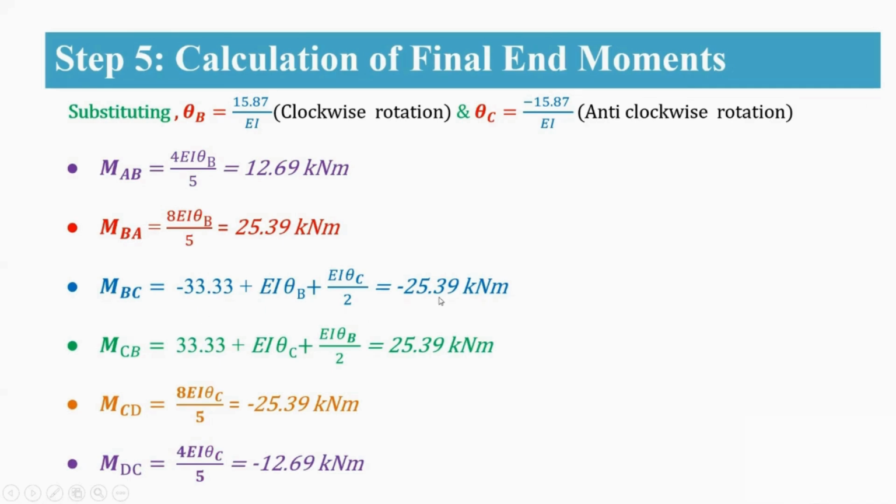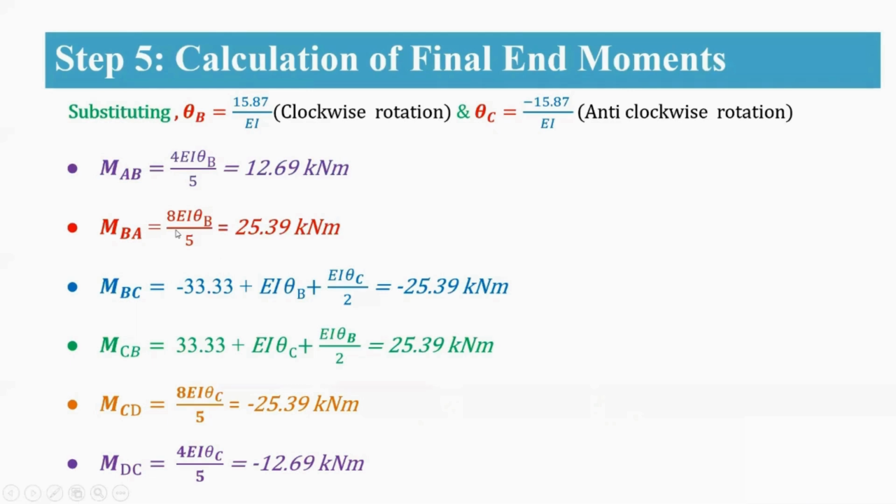MBC you are getting minus 25.39 kilonewton meter, whereas MCB you are getting plus 25.39 kilonewton meter. Again, MCD you are getting minus 25.39 kilonewton meter. MDC you are getting minus 12.69 kilonewton meter. So these are your final end moments.